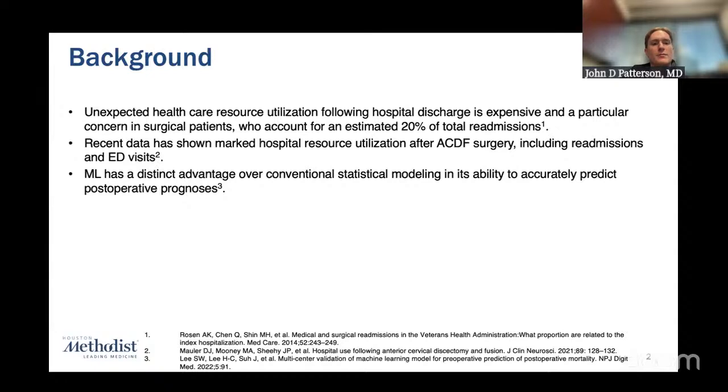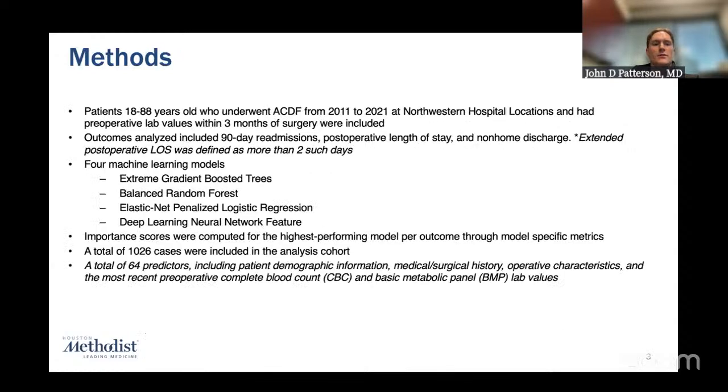And machine learning has a distinct advantage over some of our conventional statistical modeling because it has the ability to accurately predict postoperative prognosis. From this paper, a total of 1,026 cases were included. Patients were age 18 to 88, over a 10-year period, and included all the Northwestern hospital locations. The primary outcomes they looked at were 90-day readmissions, postoperative length of stay, and non-home discharge.